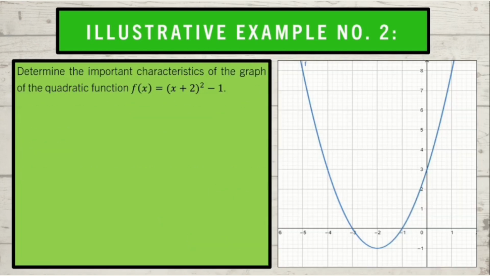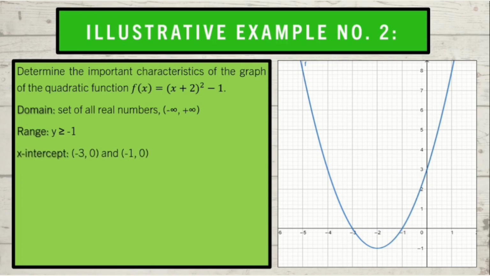Let us have another example. Determine the important characteristics of the graph of the given quadratic function. With the given graph of a function, let us identify the domain of the function. The domain of the function is the set of all real numbers, or that is from negative infinity up to positive infinity. That means all the possible values of x are all the real numbers. Then, the range of the function, or the possible values of y, is greater than or equal to negative 1.